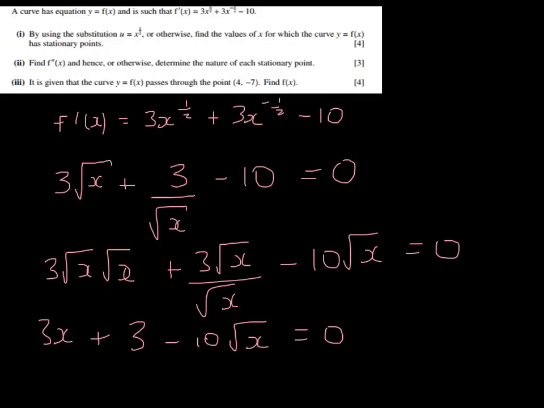So I'm going to find a way to make this. I'm going to square things so that I can get rid of that root x, but I'm going to actually move things around first. So I'm going to make this 10 root x. I'm going to add that to both sides.